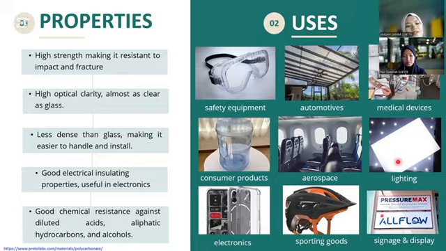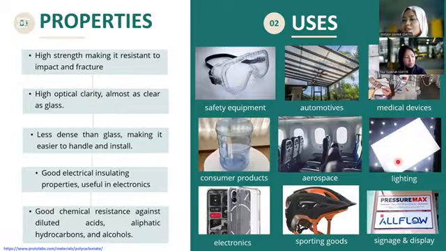Polycarbonate also has good electrical insulating properties, and this can be useful in electronic products. And lastly, it also has good chemical resistance against diluted acids, aliphatic hydrocarbons, and alcohol.